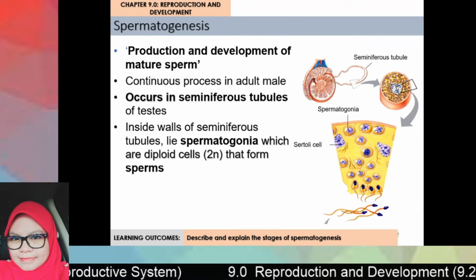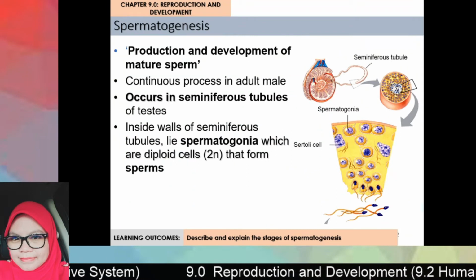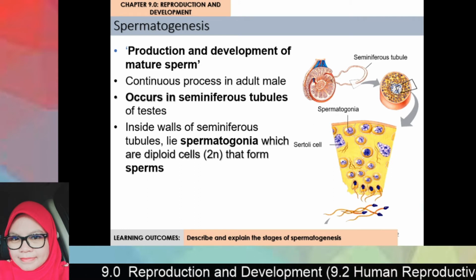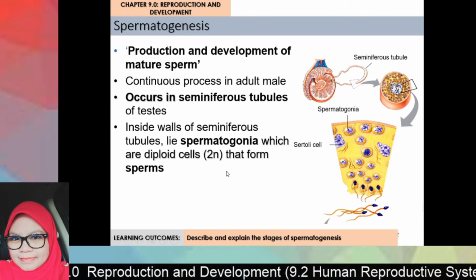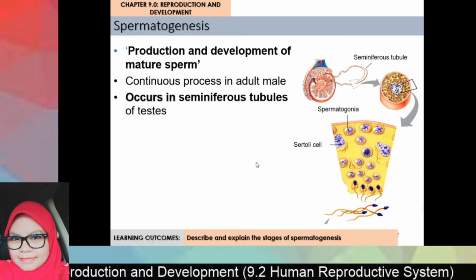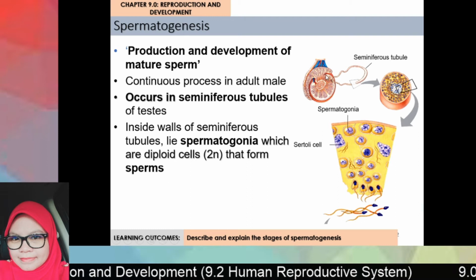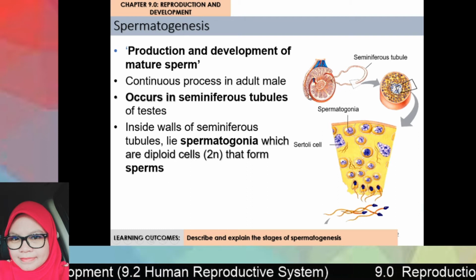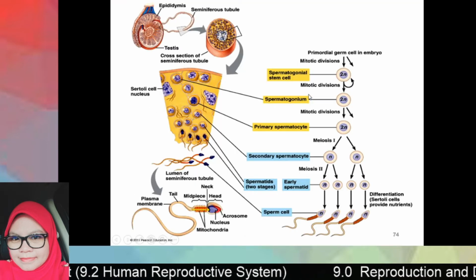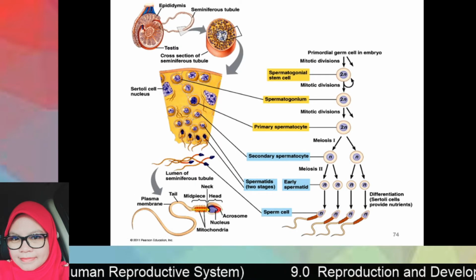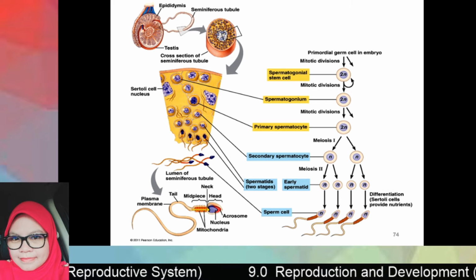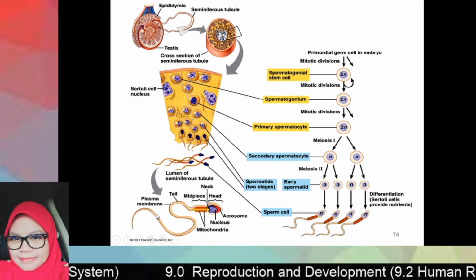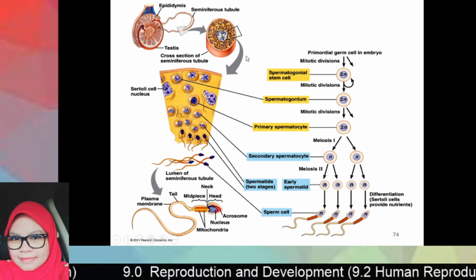Okay, spermatogenesis. What is spermatogenesis? Spermatogenesis is the process of production of sperm. And as I have mentioned, it occurs in the seminiferous tubule in the testis. So this is the testis and it involves the seminiferous tubule. And then, how about the process? You must memorize this. And you need to know two types of diagram, the first and the second type of diagram.